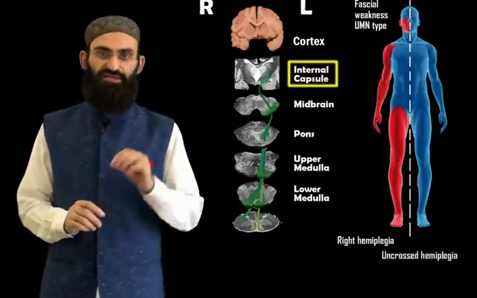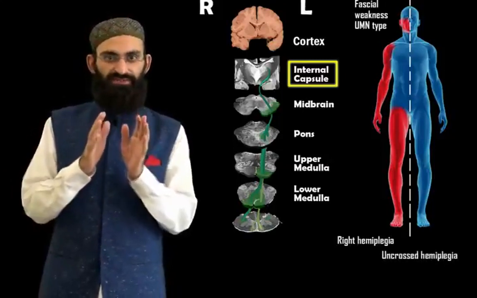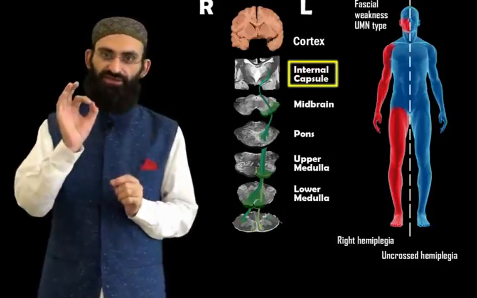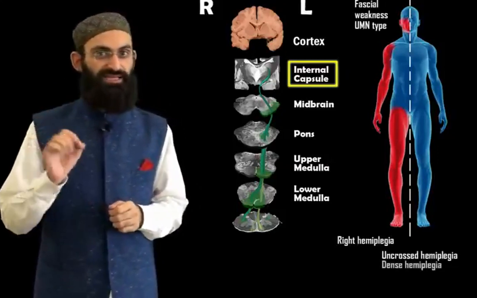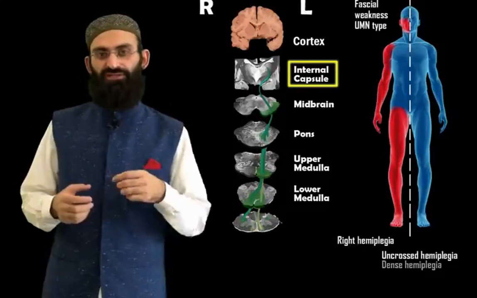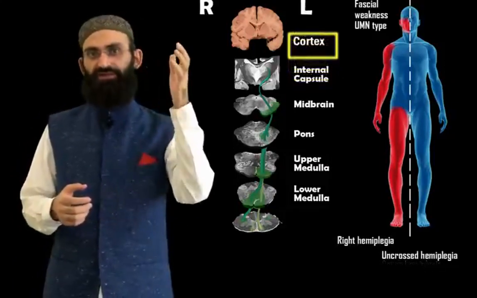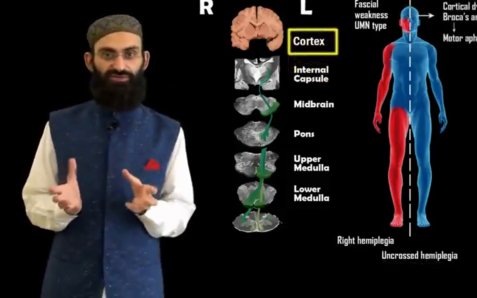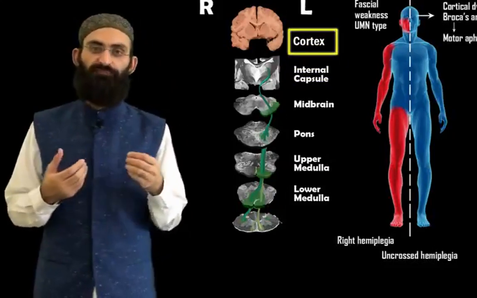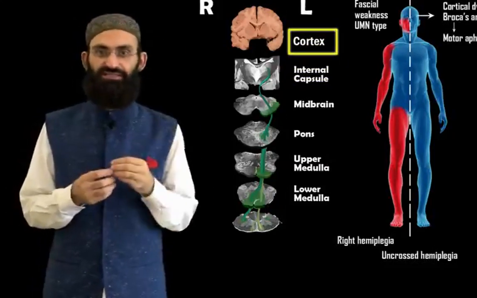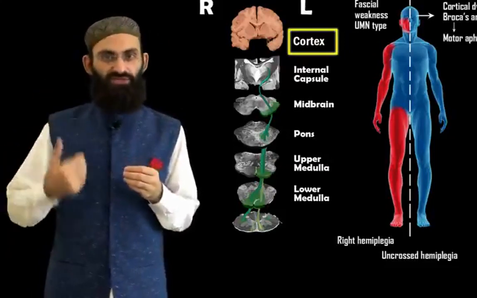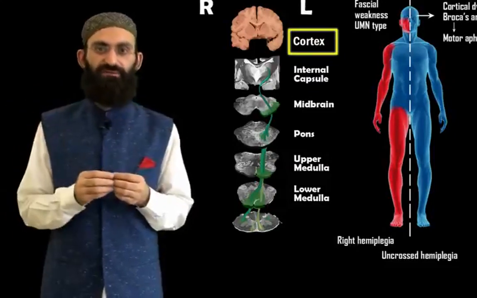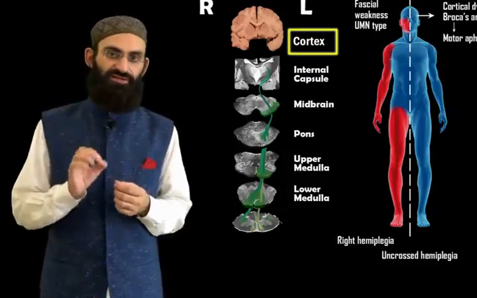In cases of internal capsule lesions, because there are a large number of fibers in a small, limited space, there is dense hemiplegia. How do we differentiate internal capsule lesions from cortical lesions? We differentiate on the basis of the presence of cortical dysfunction. In cases of cortical disease, there will be right-sided uncrossed hemiplegia, that is right facial weakness of upper motor neuron type and right hemiplegia, but in addition there will be some cortical dysfunction.